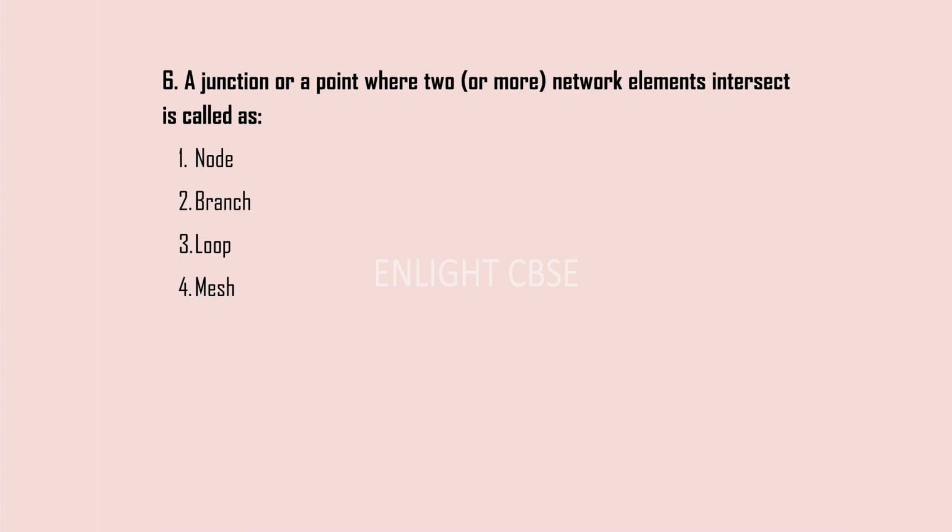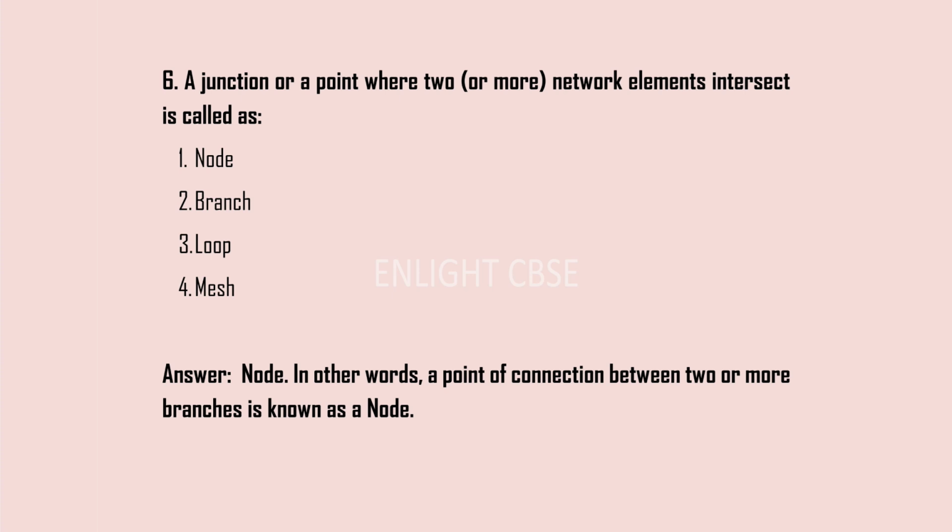Question 6. A junction or a point where two or more network elements intersect is called as 1. Node, 2. Branch, 3. Loop, 4. Mesh. Answer: Node. In other words, a point of connection between two or more branches is known as a node.